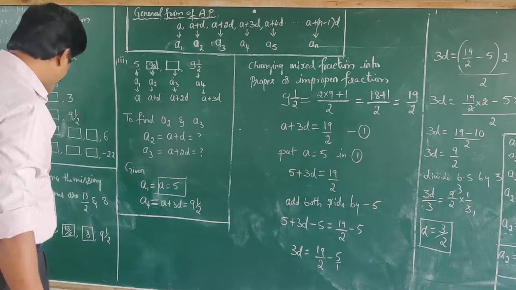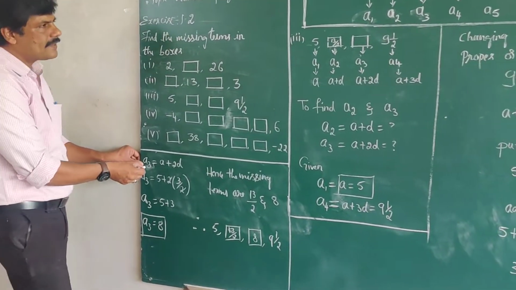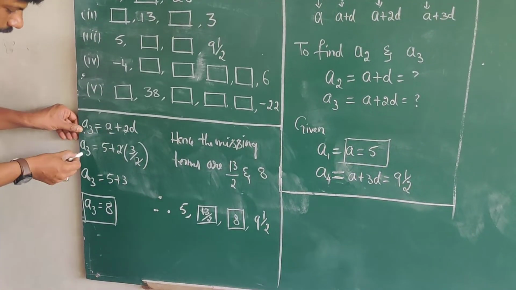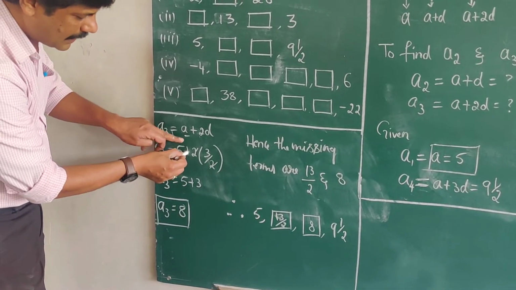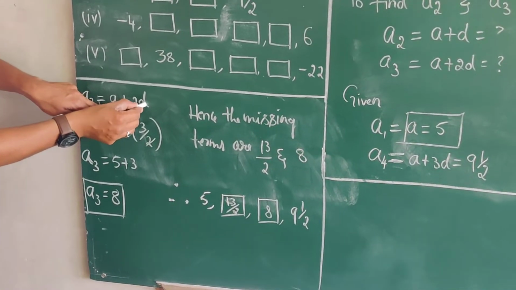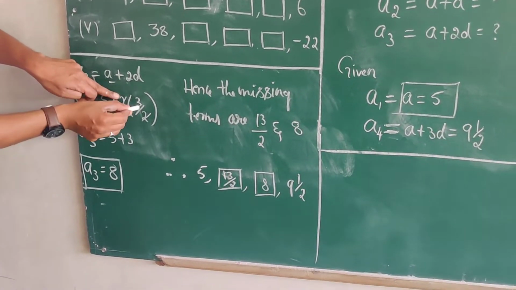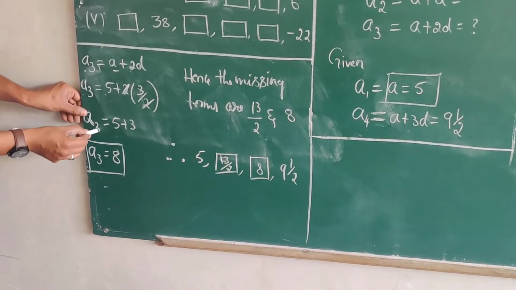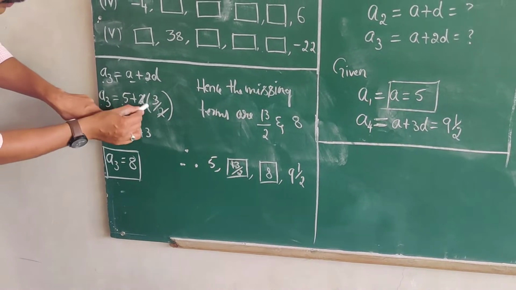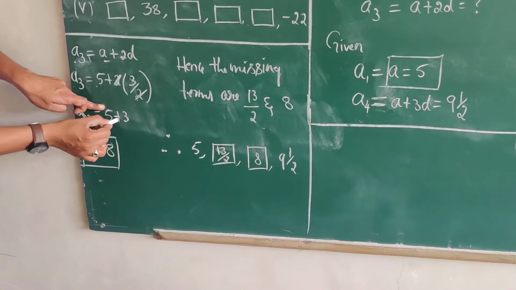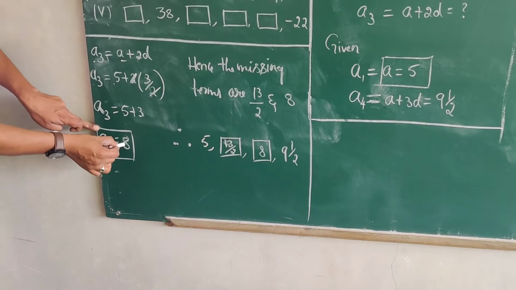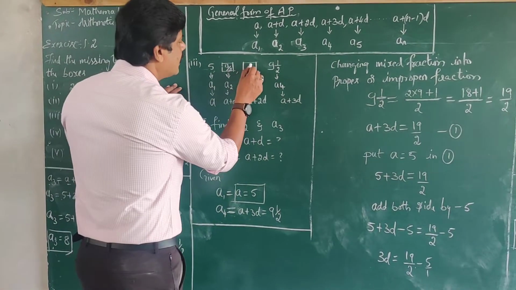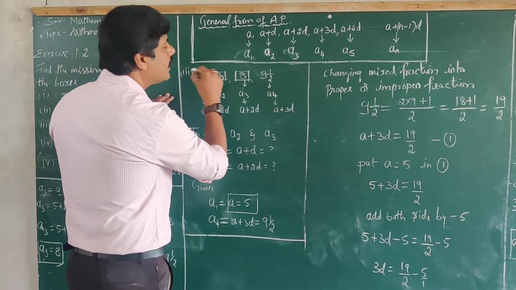Now what is a3? a3 is nothing but a plus 2d. Substitute the values of a and d. What is a? 5, plus 2 times d, which is 2 times 3 by 2. Here the 2 and 2 get cancelled. What is remaining? a3 is equal to 5 plus 3. So a3 is equal to 8. We got the missing term a3 as 8.